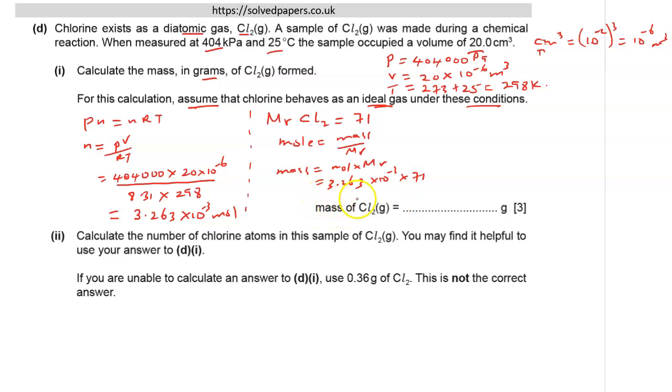What we get here is 0.23 grams. We're supposed to find the mass of chlorine in grams. So the answer is right there, 0.23 grams.